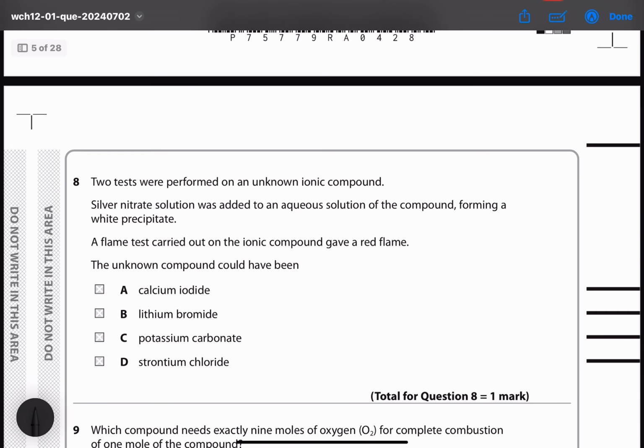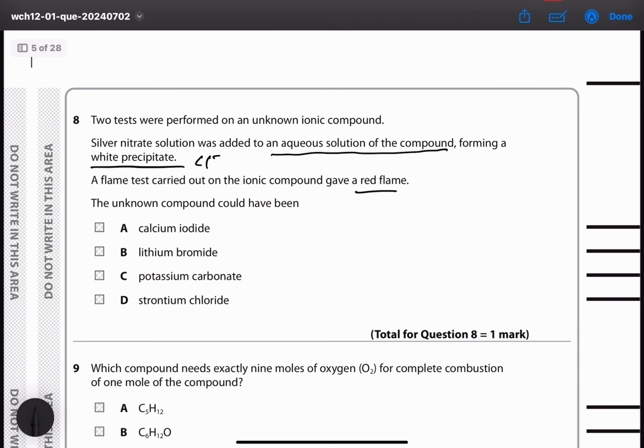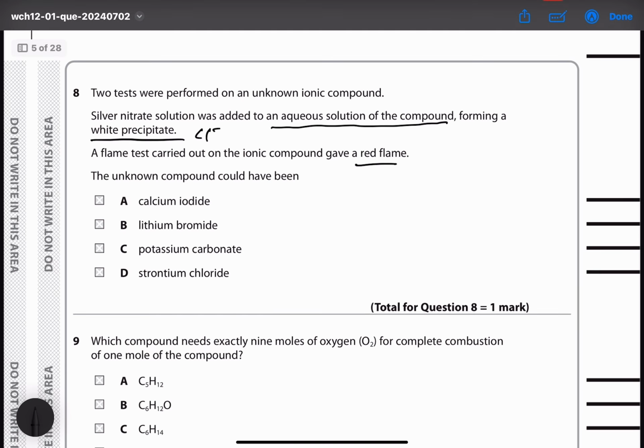Next, two tests were performed on an unknown ionic compound. Silver nitrate solution was added to an aqueous solution of the compound. This is a test for halide, forming a white precipitate. So that's why this shows that this is a chloride. In the flame test, a red flame is seen. Now, a red flame is observed for lithium as well as for strontium. So the answer has to be between B and D. Since we get a white precipitate, that gives us chloride. So the answer is going to be strontium chloride.